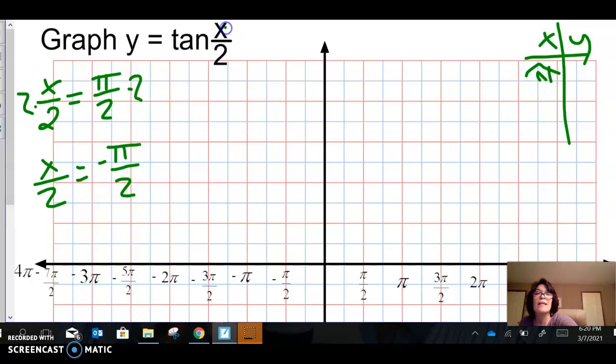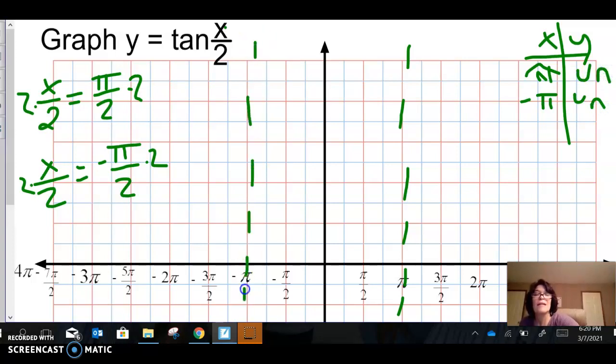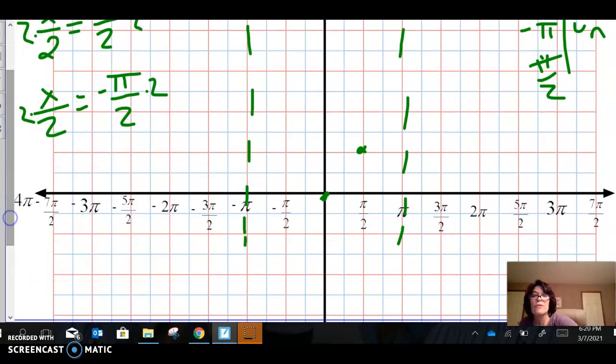So when I put pi in for x, I'm taking the tangent of pi over 2, which I know is undefined. I'll multiply by 2 here, and I get negative pi. Negative pi gives me undefined. Pi gives me undefined. Okay? 0 still gives me 0. Pi over 2 is the same as taking the tangent of pi over 2 over 2. That's the tangent of pi over 4, which is 1. And negative pi over 2 gives me negative 1.